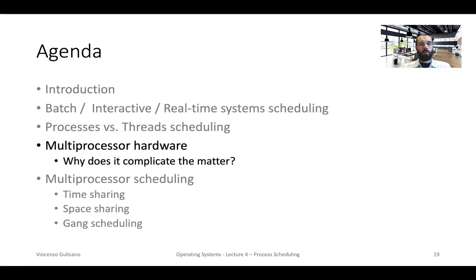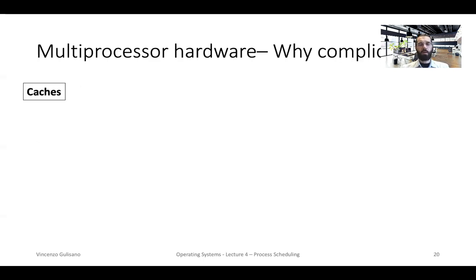Let's now move into a discussion about why multiprocessor hardware plays a role when it comes to scheduling and why it actually makes it more complicated. Let's start discussing the role that caches have.